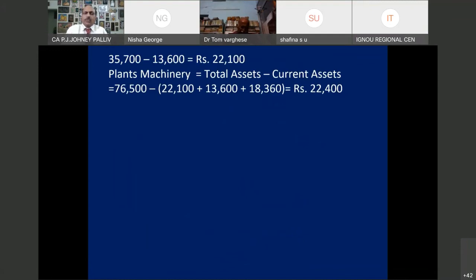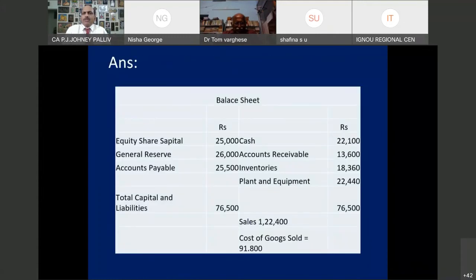You see the top? Cash. 22,100. So that is what is shown in the cash as 22,100. Clear?